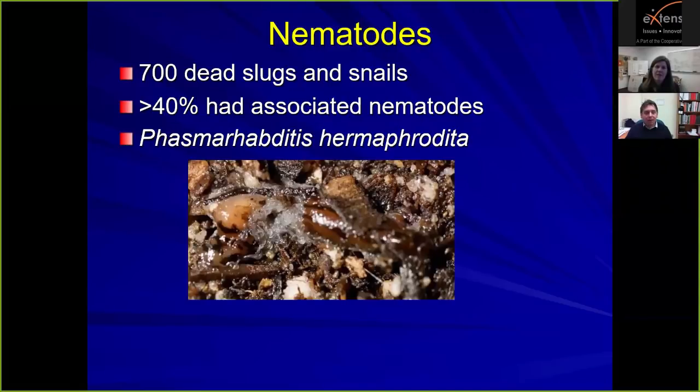This is what a typical infested slug looks like. Apologies that the photo is not great. It was the best one I had. And this is the slug here. You can just make out its form. And the body has started to liquefy and it's started to putrefy.